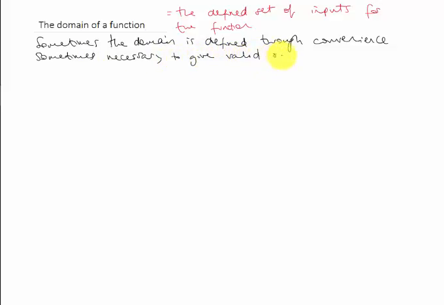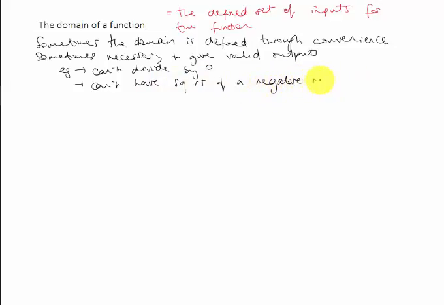So for instance, for example, you can't divide by 0. Or you can't have square root of a negative number. So things like that, you might have to define the inputs that you're allowed to use for the function to be valid. And this is how you write it.